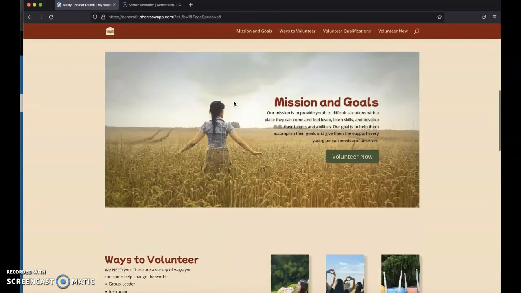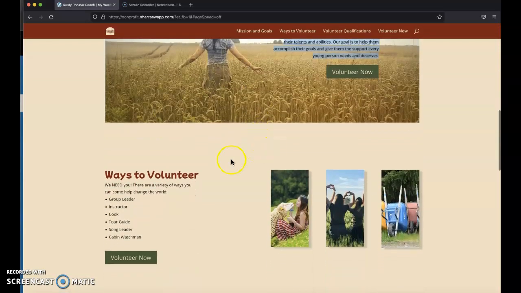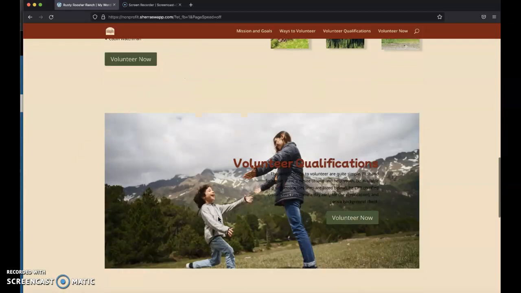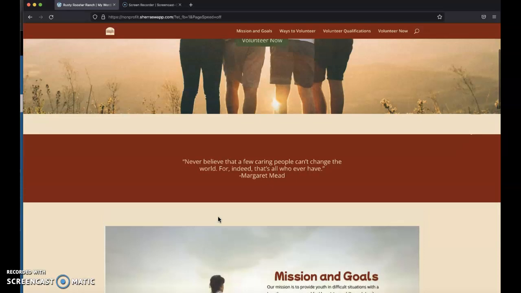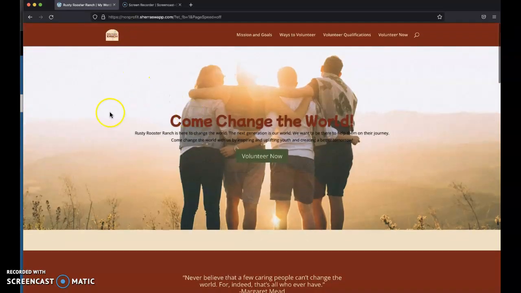But some successes I did have was adjusting how the mission and goals fit on here, and the way that it flows. So I was grateful for that. I learned so much through this project, and I'm so grateful I was able to do it.